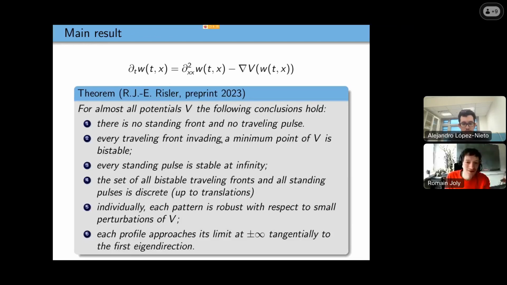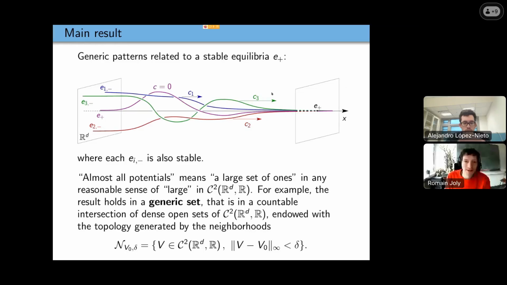Well, these are the kind of results that I'm able to show. So this means that in particular, let's look at this kind of pattern. If I have a stable equilibrium, so again a local minimum of the potential, this may be unstable in the sense that you may have invasion by other states. And the pattern of this kind of invasion will look like a discrete set of traveling fronts for which every invasion state is also stable, so also a local minimum of the potential.